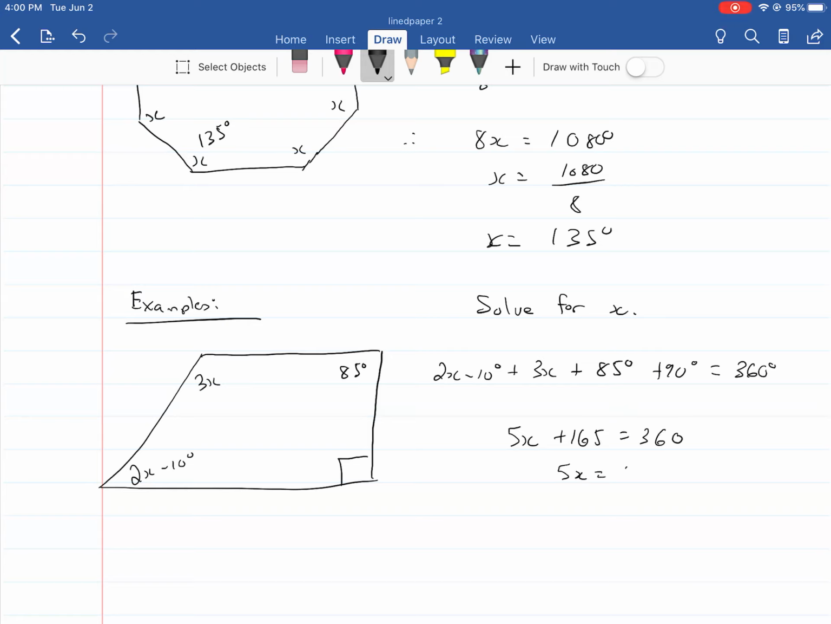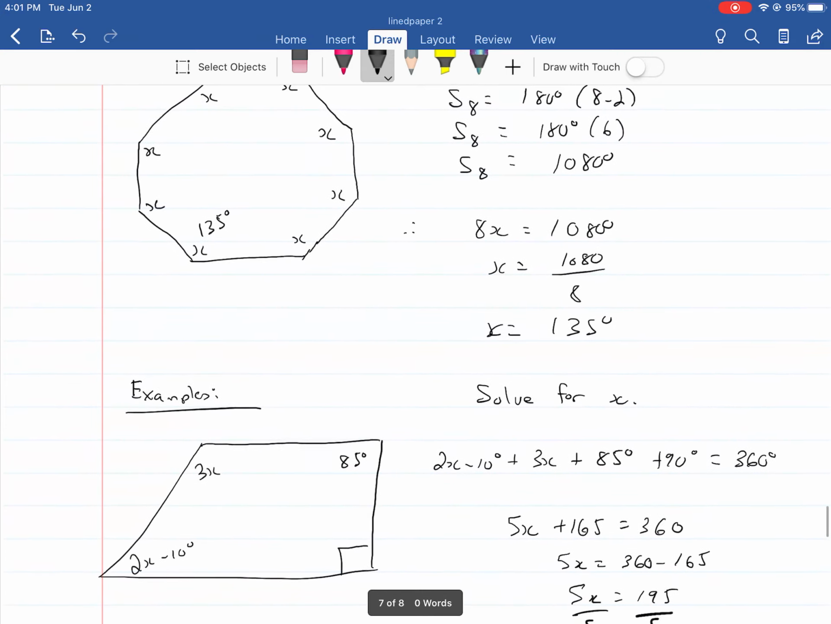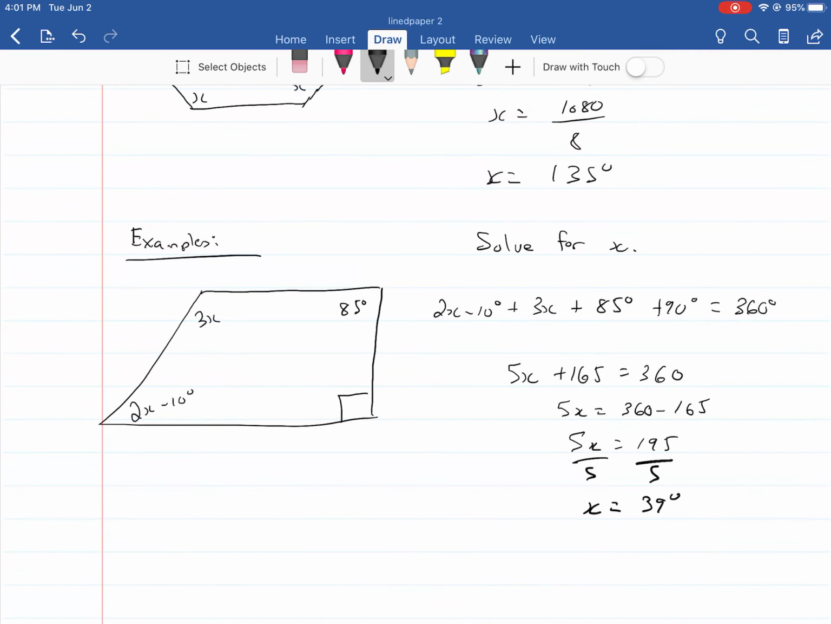Then I've got to subtract it. And I'll use my calculator on that one just to be sure. And I get 195. And then just divide by 5 to get the x value. I get 39 degrees will be my x value. So that question should seem kind of familiar. I'm just using a new formula to get the sum of the angles in a different shape there.